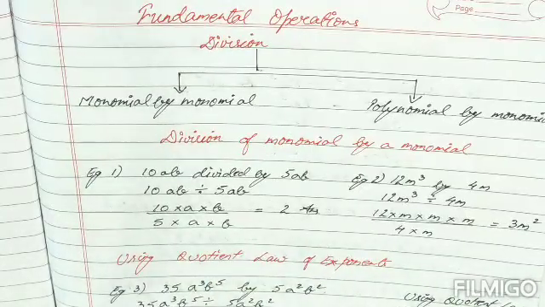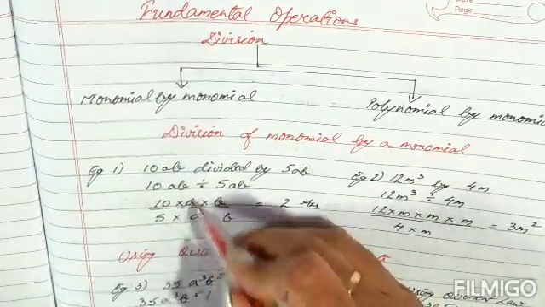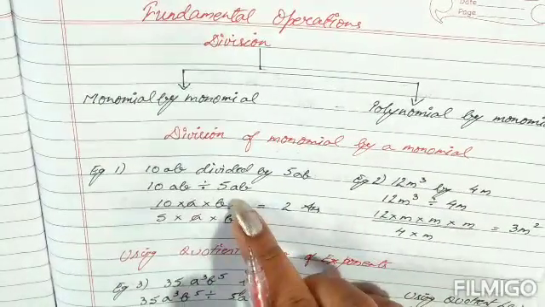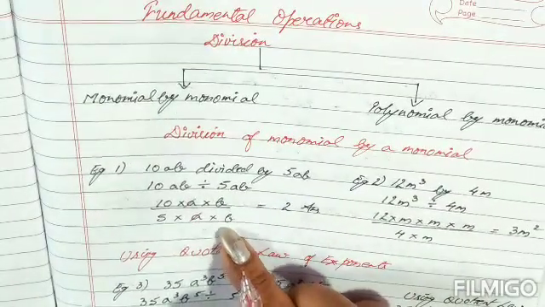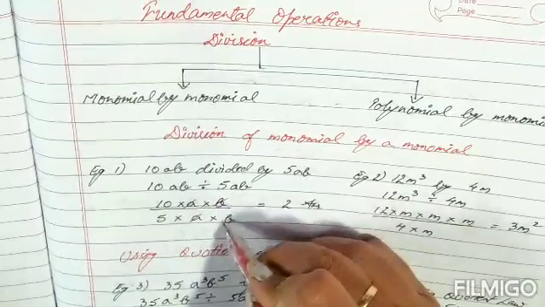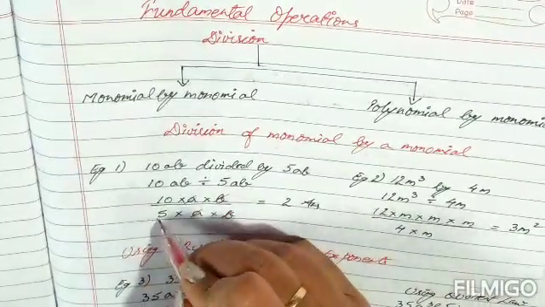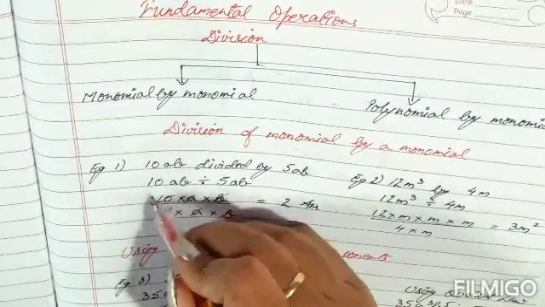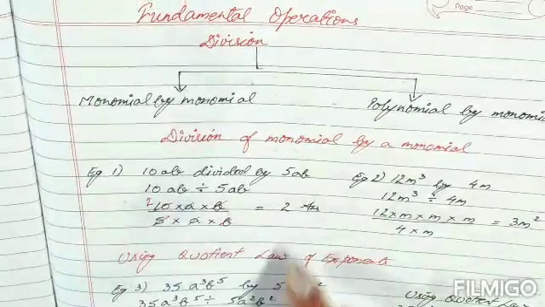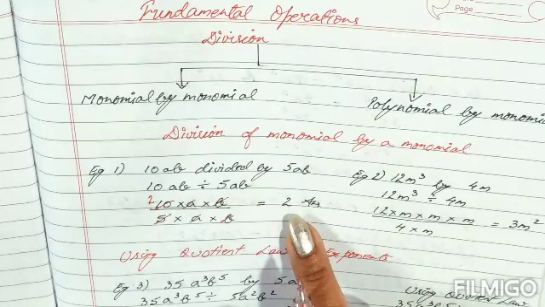Now over here, children, a will cancel a because in the numerator and the denominator we have a. A b will cancel b, children. Again, the numerator and denominator have it. And 5 and 10 can be reduced with each other. How many times? 5 2s are 10. So my answer becomes 2.